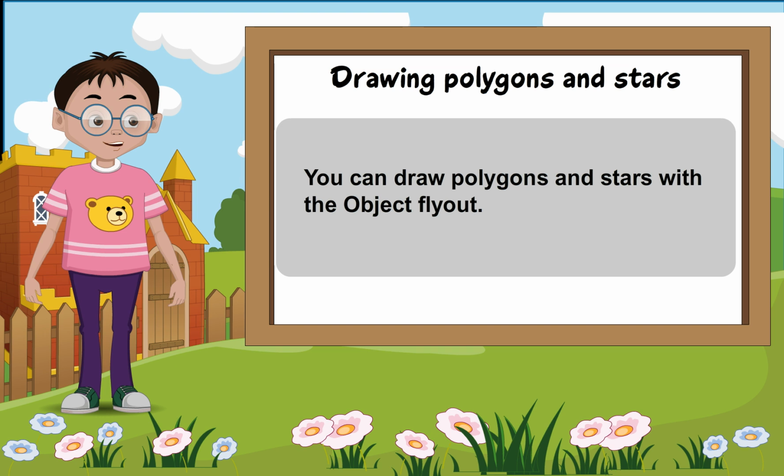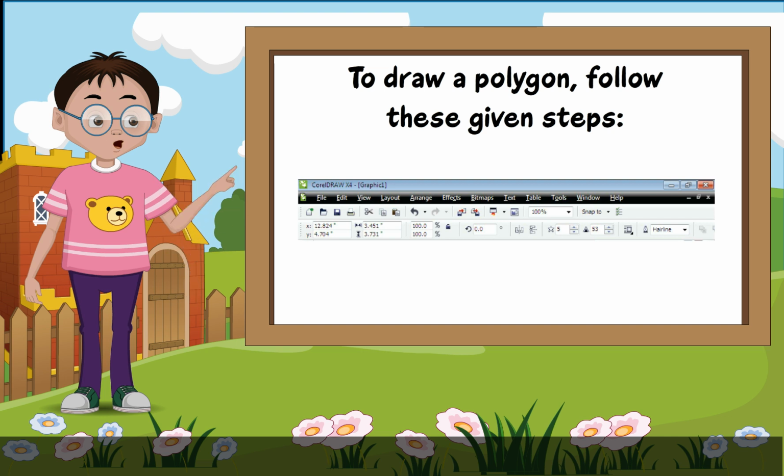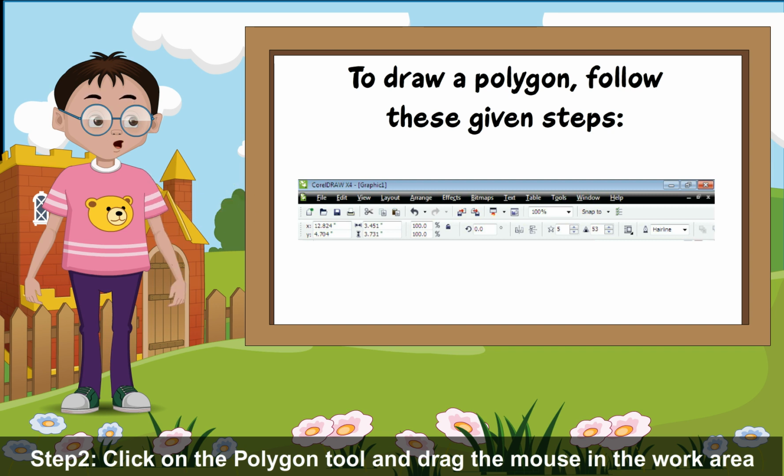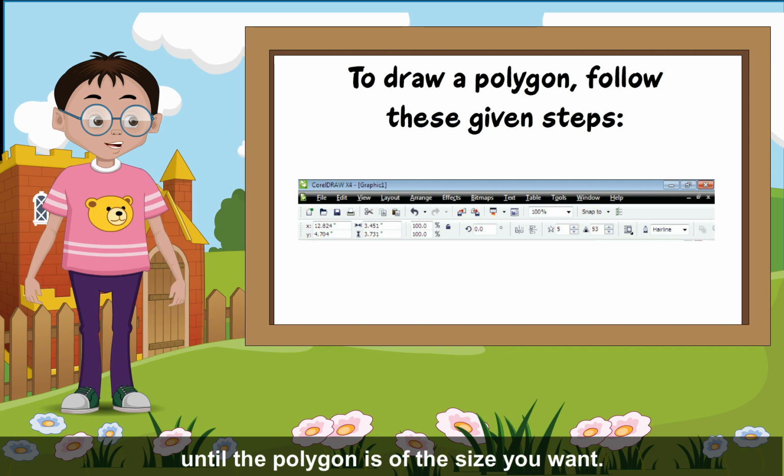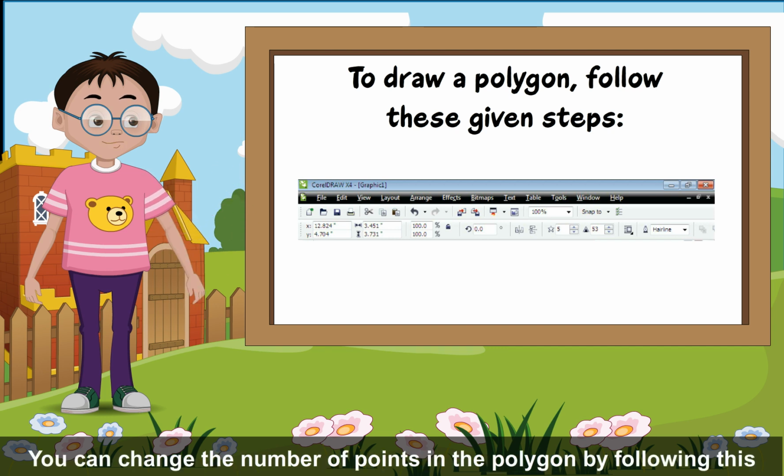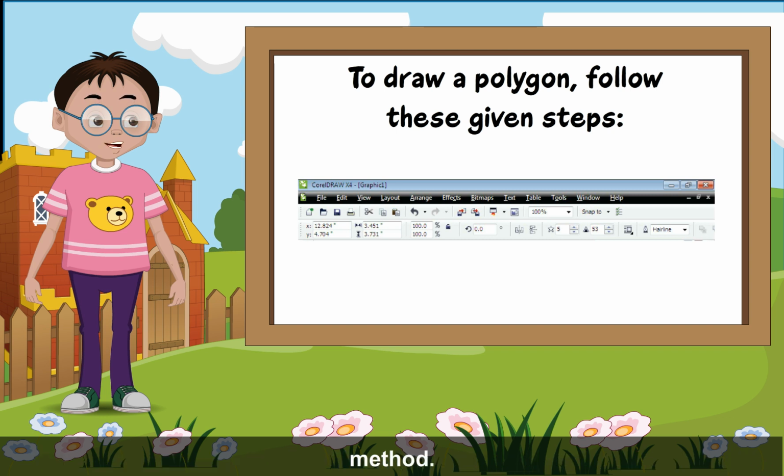Drawing polygons and stars. You can draw polygons and stars with the object flyout. To draw a polygon, follow these steps. Step 1. Open the object flyout. Step 2. Click on the polygon tool and drag the mouse in the work area until the polygon is of the size you want.